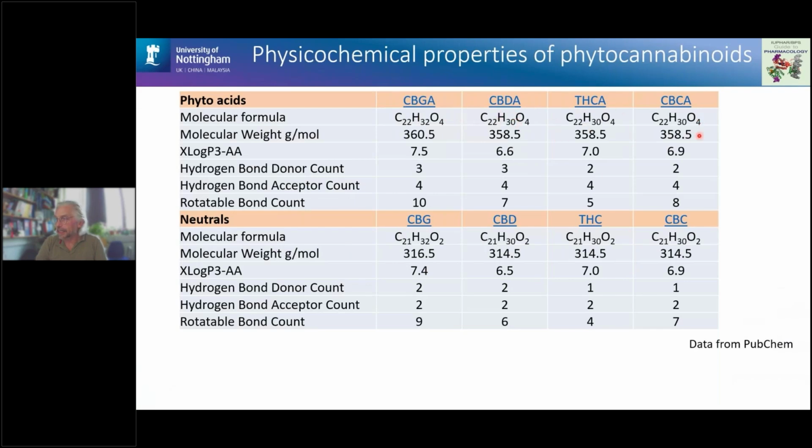CBDA, THCA, and CBCA, and CBD, THC, and CBC. They have the same masses, very similar hydrophobicities. And so the ability to distinguish these and separate them in isolates has been a challenge over the years.